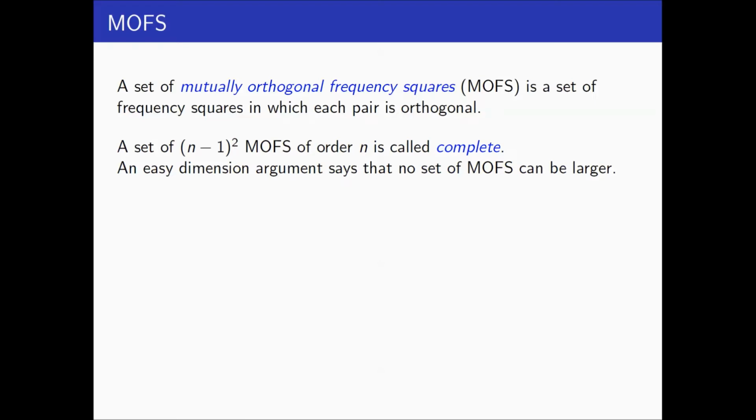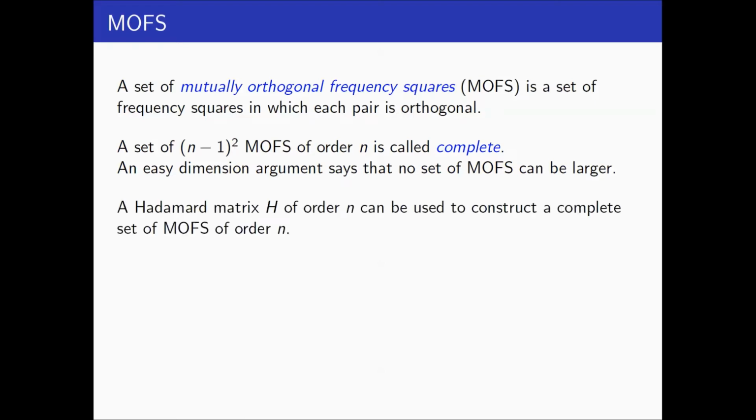Okay, so very simple. And it turns out, and my justification for talking in this conference about this subject, is that if you give me a Hadamard matrix of order n, I can build a complete set of MOFs of order n. And this result goes back to Federer in 1977, I guess a bit before he started playing professional tennis.